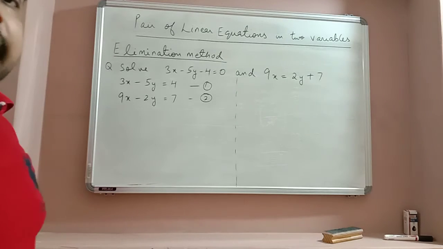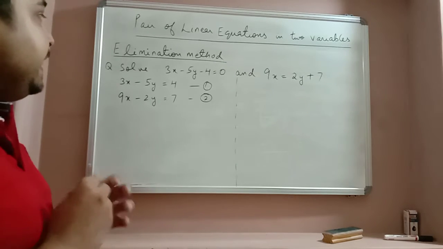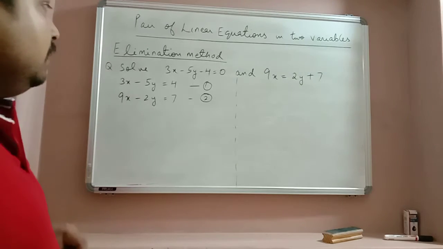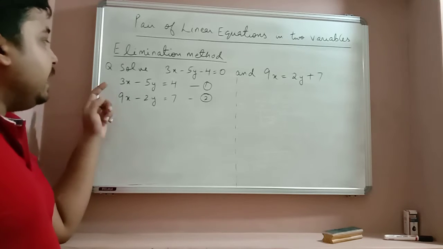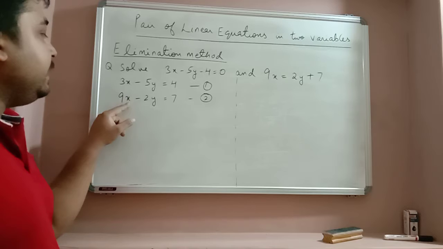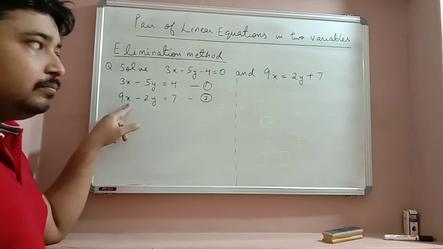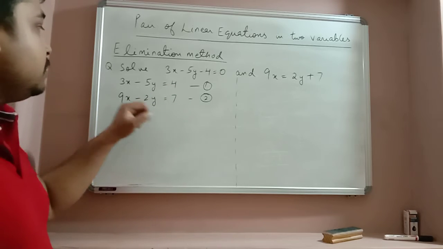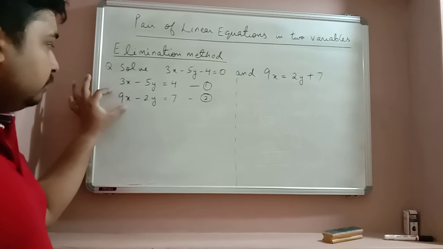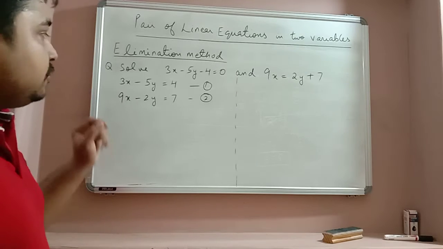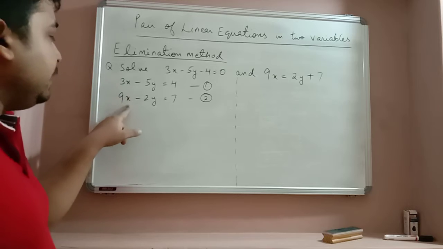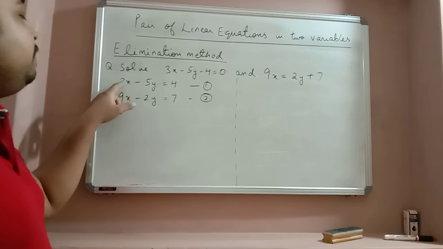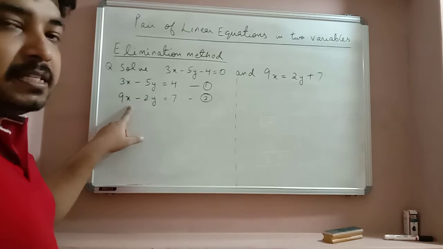Now in this method, what we need to do is make the coefficients of one of the variables in both the equations equal. In the first equation the coefficient of x is 3, and in the second equation the coefficient of x is 9. I need to multiply the first equation and the second equation by appropriate numbers in order to make their coefficients equal. The best way to do that is to multiply the first equation by the coefficient of x in the second equation, and the second equation by the coefficient of x in the first equation.